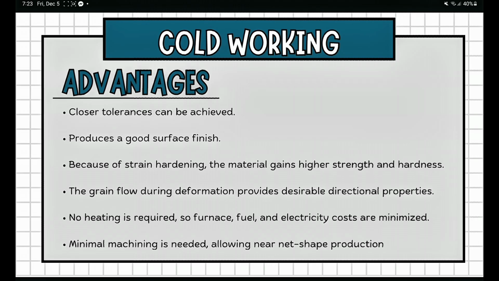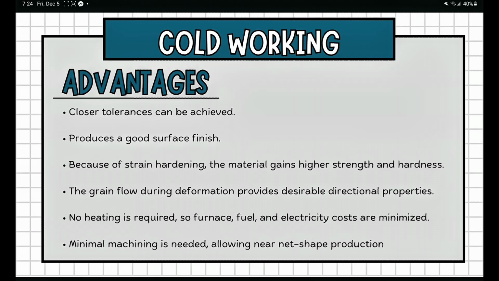So the third one is the higher strength and hardness due to strain hardening. So as the metal is deformed at low temperature, dislocations multiply and lock up inside the structure. This naturally makes the part stronger and harder.